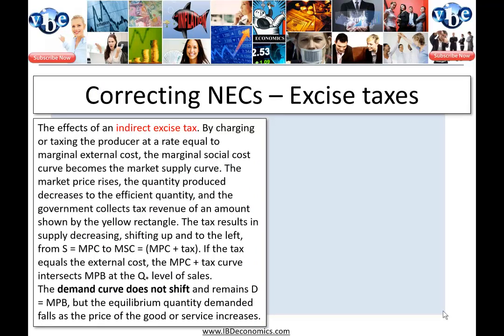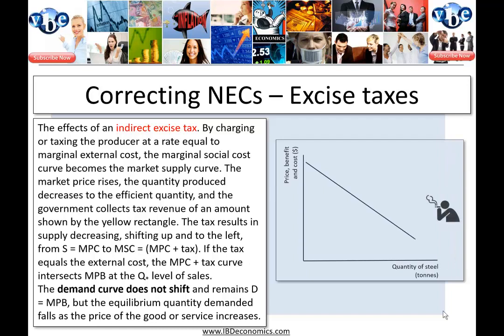Excise taxes. Excise taxes are a form of indirect tax. So by charging or taxing the producer at a rate equal to the marginal external cost, the marginal social cost curve becomes a market supply curve. The market price rises, the quantity produced decreases to the efficient quantity, and the government will collect tax revenue on such a tax.